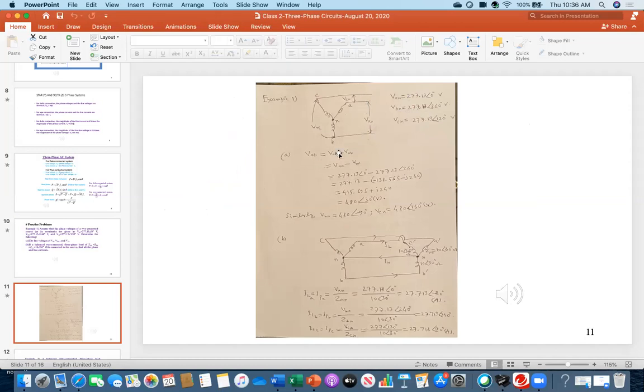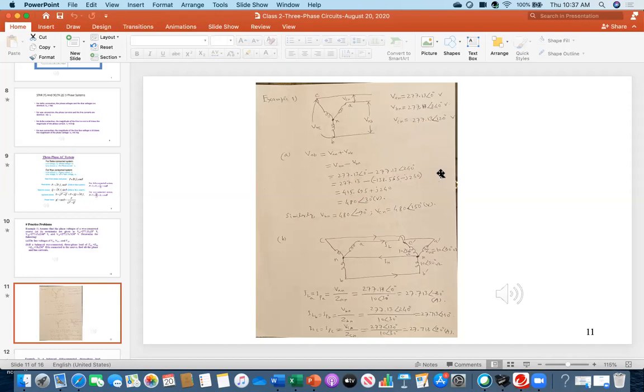So VAB means VAN plus VNB. Because this is a vector, I have to follow the vector. So VAN plus VNB. But here VBN is given. VAN is fine, I can substitute this value. But I have to change the NB into BN, so that's why I am putting the minus sign. Because this is a vector, you have to follow the particular direction. If you substitute the VAN value here, finally you will get 480 at an angle of 30. So everybody understand this one?